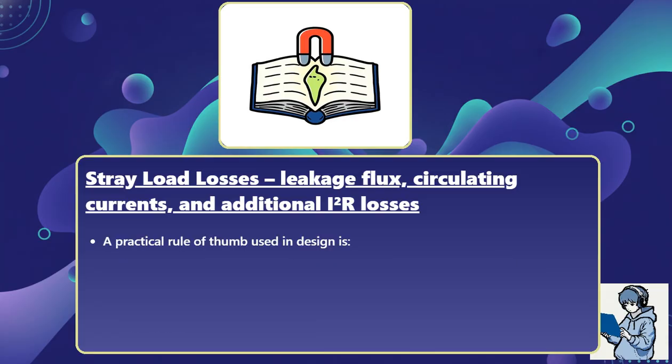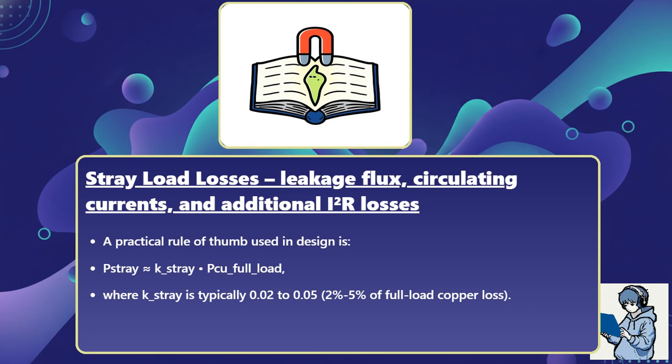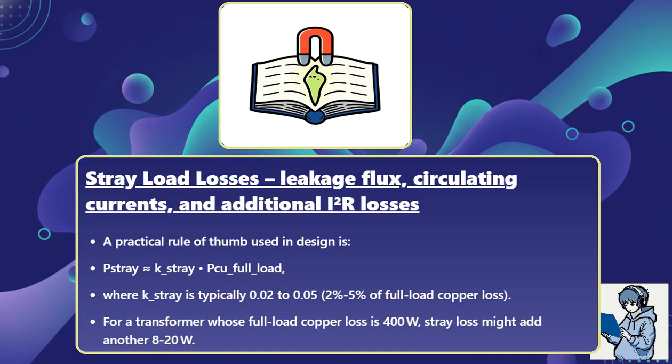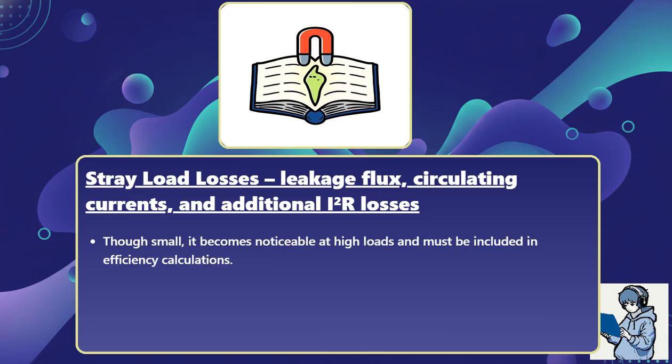A practical rule of thumb used in design is P stray is approximately K stray times P copper full load, where K stray is typically 0.02 to 0.05, 2% to 5% of full load copper loss. For a transformer whose full load copper loss is 400 watts, stray loss might add another 8 to 20 watts. Though small, it becomes noticeable at high loads and must be included in efficiency calculations.